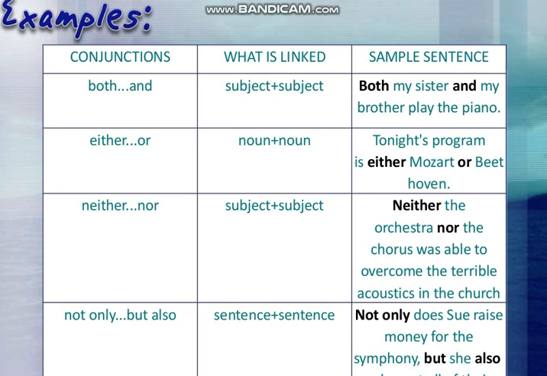Same with not only but also, here they are also joining two sentences. Not only does Sue raise money for the symphony, but she also ushers at all their concerts. So here you can see that not only and but also appear in pairs, and they are joining two sentences. These are examples of correlative conjunctions.